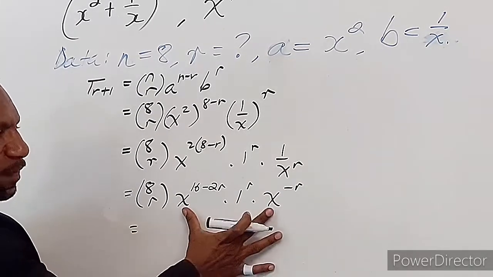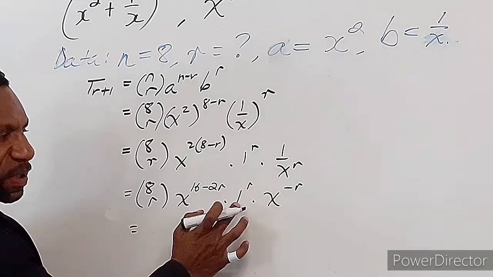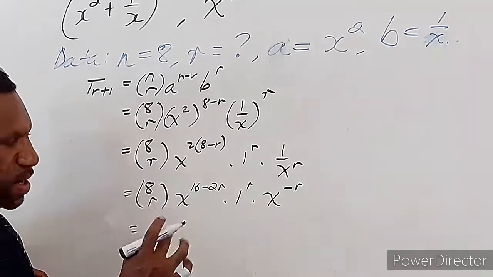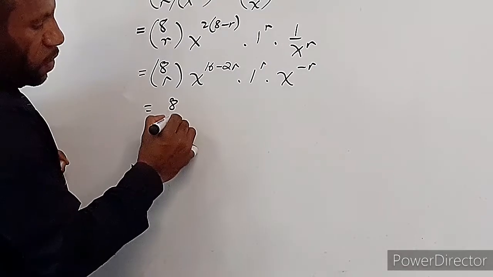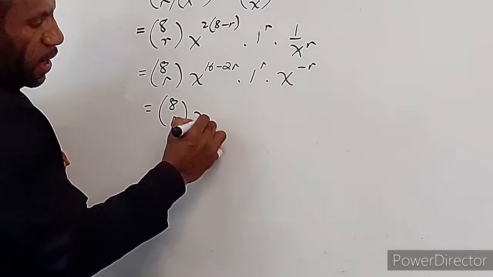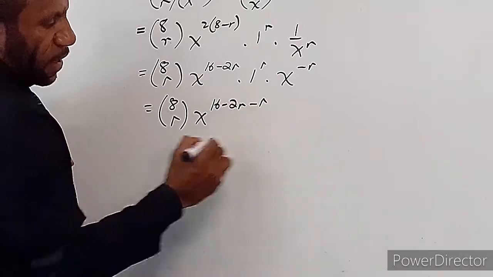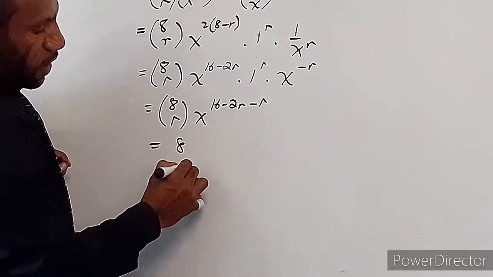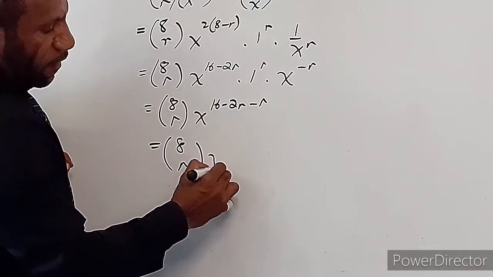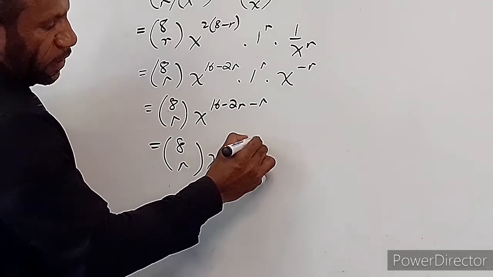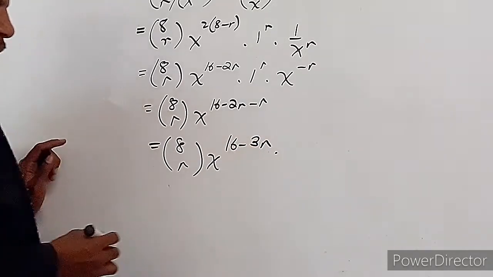Now we have this one with the same base, so we will add the powers. 1 to the power of r will be just 1. So you will have now 8 choose r, x to the power of 16 minus 2r minus r. So here you have 8 choose r, and we have x to the power of 16 minus 3r.